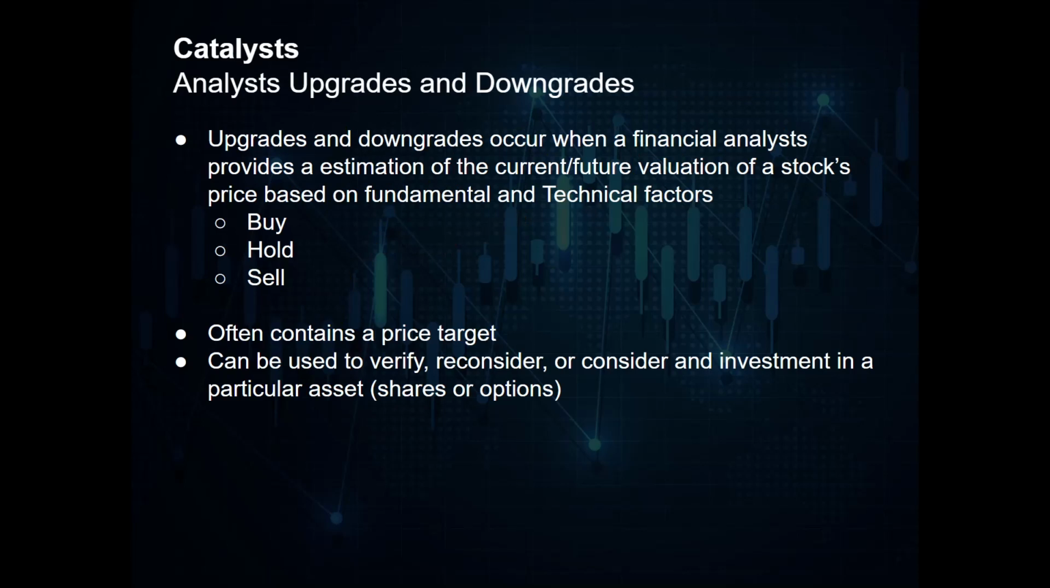So the first major catalyst is analyst upgrades and downgrades. They occur when a financial analyst looks at an estimation of the current and future valuation of the stock's price based on fundamental and technical factors, and issues a buy, hold, or sell. They often contain a price target, which can be your take profit zone, and they can be used to verify, reconsider, or consider an investment in a particular asset.